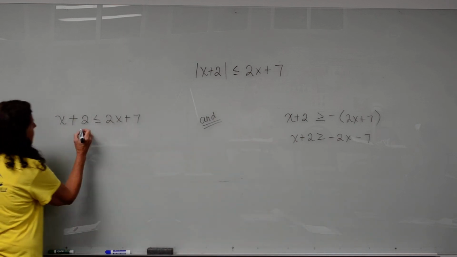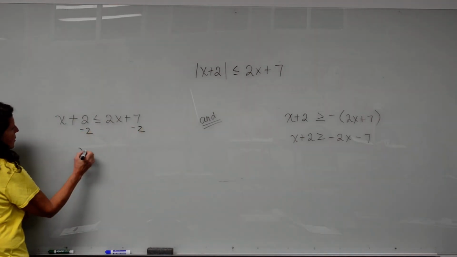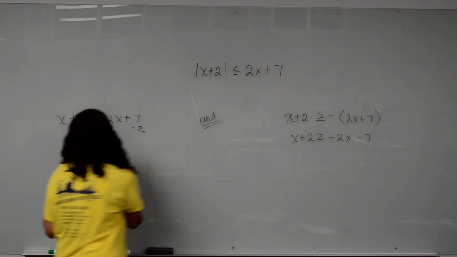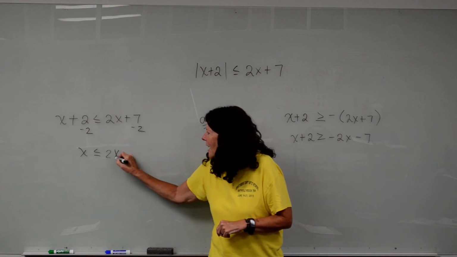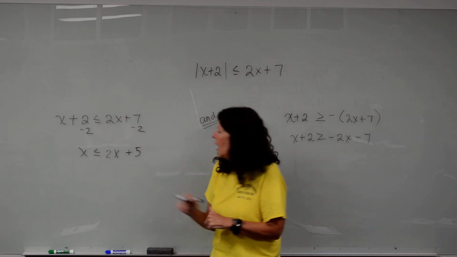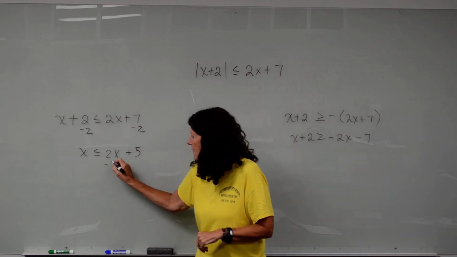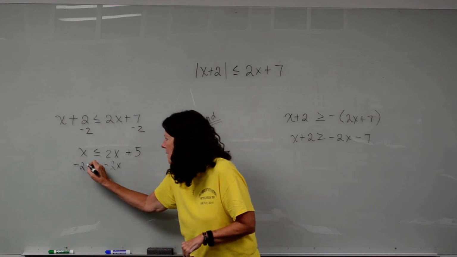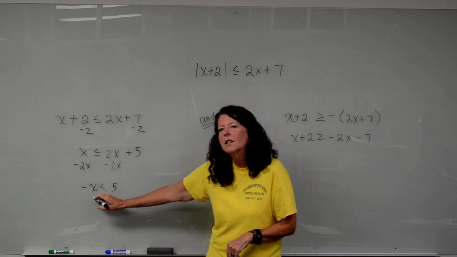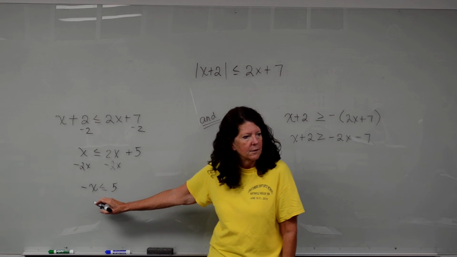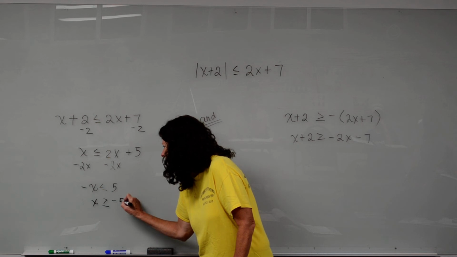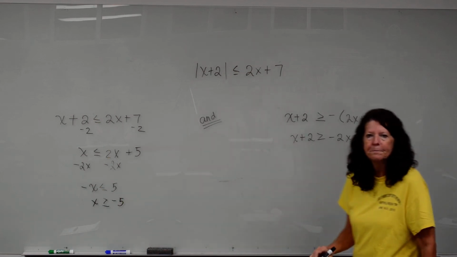Okay, so let's work this out. I'm going to take a negative 2 to both sides. Okay, 2x plus 5, okay, we got that. Then I'm going to subtract 2x from both sides, and I'm going to get negative x is less than or equal to positive 5. Then I have to divide through by negative 1 to get rid of that x, right? So then I have x, I'm going to switch the direction of the sign, and I've got that, okay?